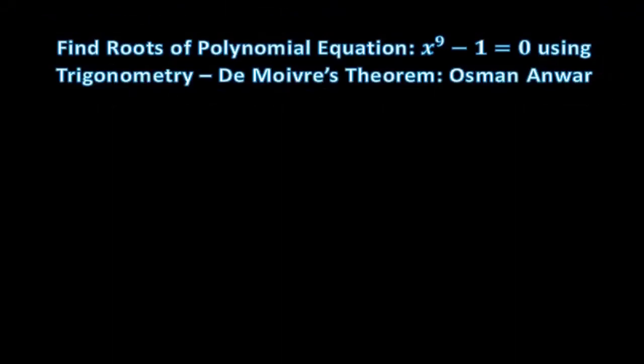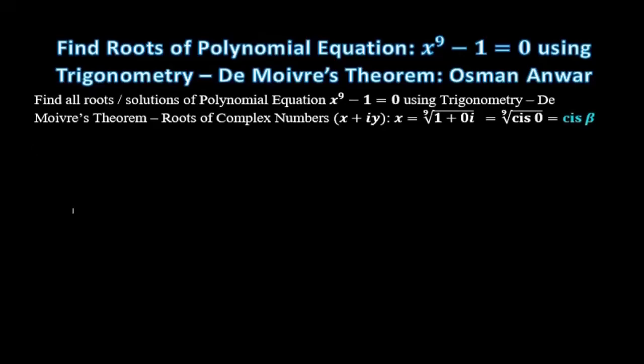Find roots of polynomial equation x to the 9 minus 1 equals 0 using Trigonometry De Moivre theorem. Find all root solutions of the polynomial equation x to the 9 minus 1 equals 0, that is roots of complex numbers x plus iy, which is x equals 9th root of 1 plus 0i, that is equal to 9th root of cis 0, that is equal to cis beta, and we'll know what beta is.